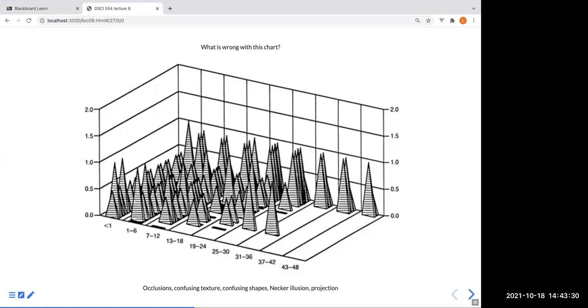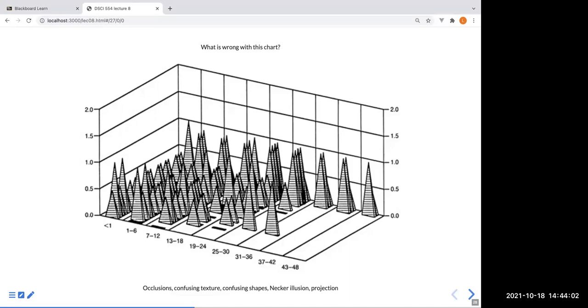On top of that, they put this texture. We saw that texture is a clue that the brain uses. But here you see that the texture is all the same, so it's inconsistent with the 3D. There is no foreshortening, right? The pattern is the same. The lines are unevenly spaced here and there. So they're sending mixed signals to the brain.